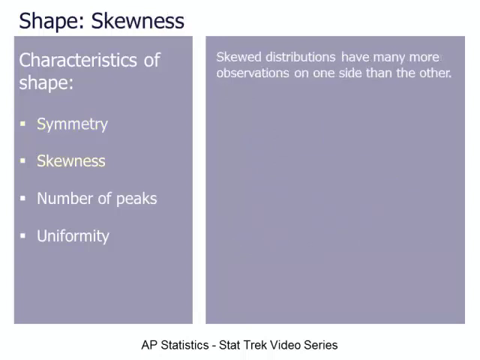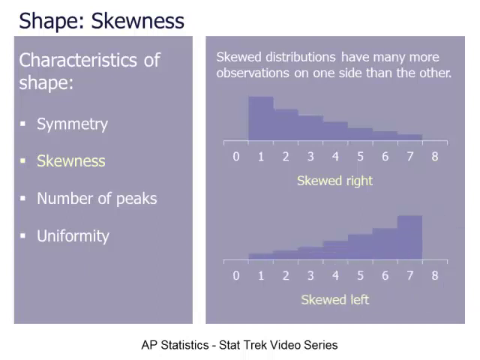Some distributions have many more observations on one side of the graph than the other. Distributions with most of their observations on the left, toward the lower values, are said to be skewed right. And distributions with most of their observations on the right, toward the higher values, are said to be skewed left. Notice that skewed distributions are special types of non-symmetric distributions.